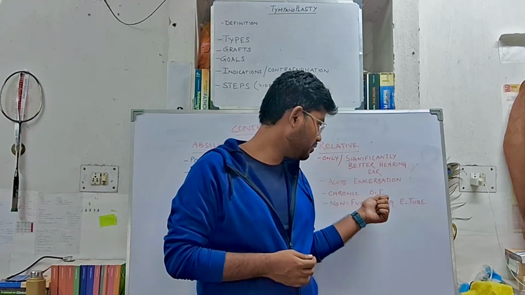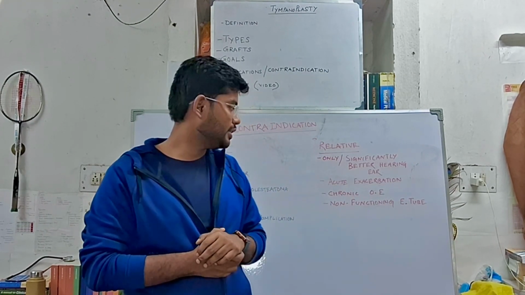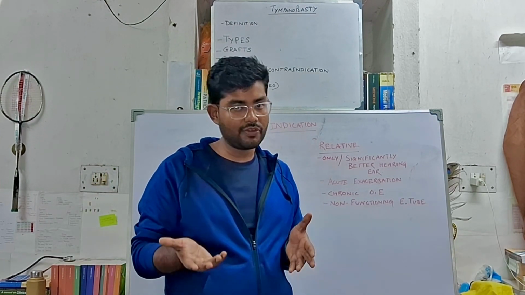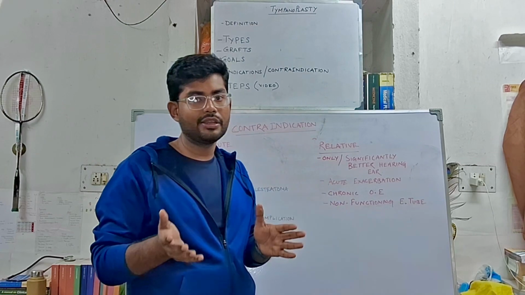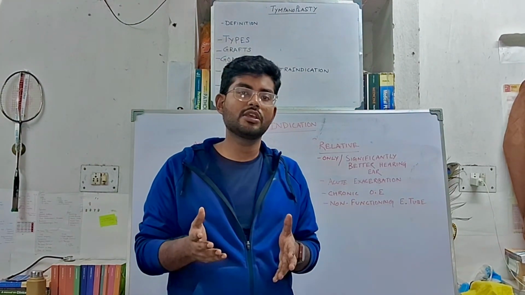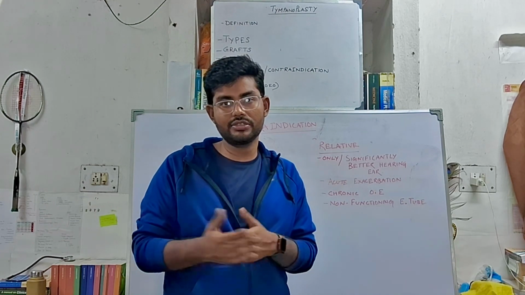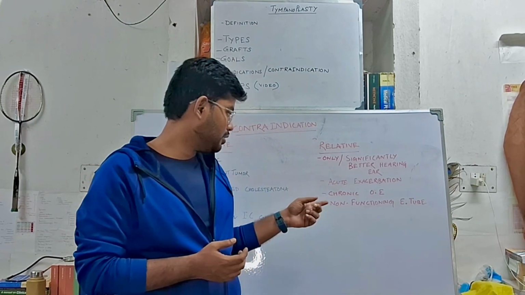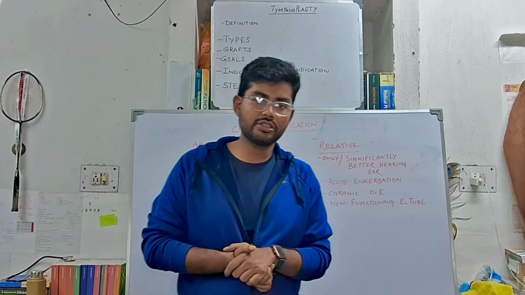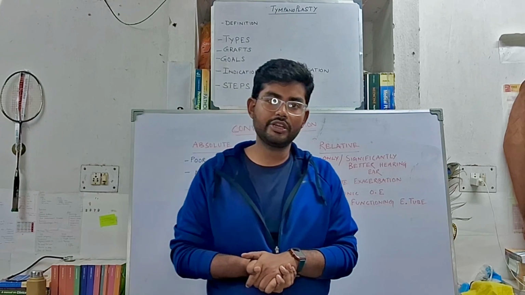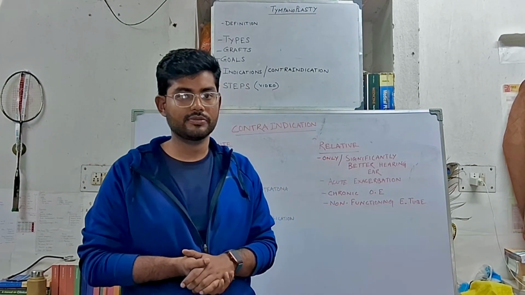In case of chronic otitis externa, it is better to avoid. But then again, if it is necessary, we have to perform tympanoplasty, and it is considered a relative contraindication because we can treat the otitis externa before performing the tympanoplasty operation. And a non-functioning eustachian tube is also considered a relative contraindication for tympanoplasty.